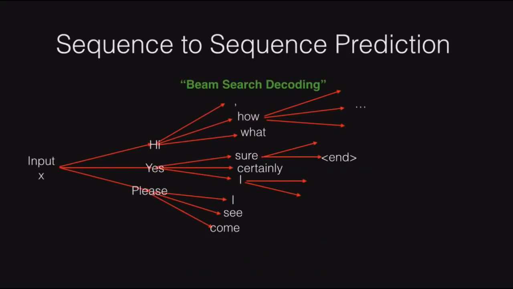So here's a picture. Given the input X, I'm going to predict the first token. That would be hi, yes, and please. And given every first token like this, I'm going to feed back into the network, and the network will produce another 3, and so on. So you're going to end up with a lot of candidates. So how do you select the best candidate? Well, you can traverse each beam, and then you compute the joint probability at each step. And then you find the sequence that has the highest probability to be the sequence of choice, which is your reply.